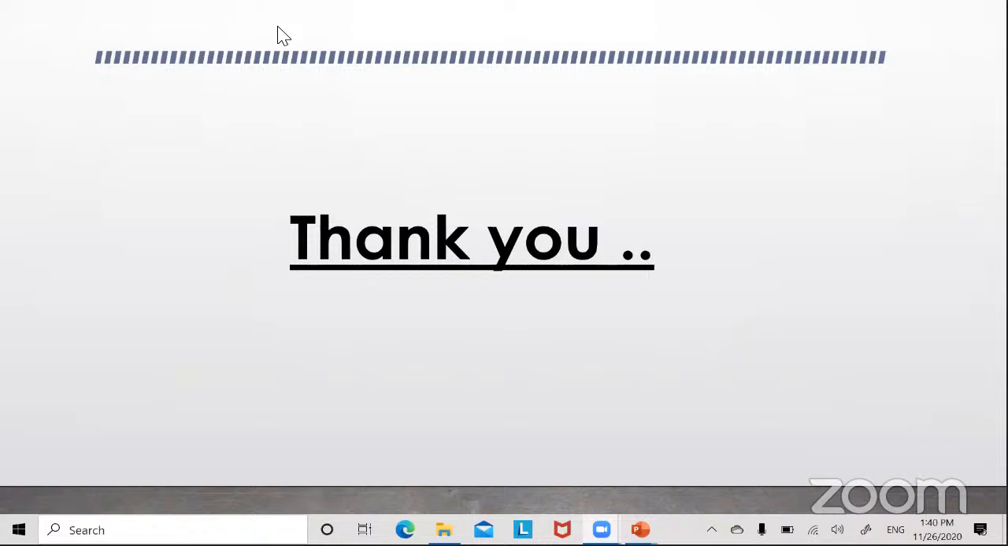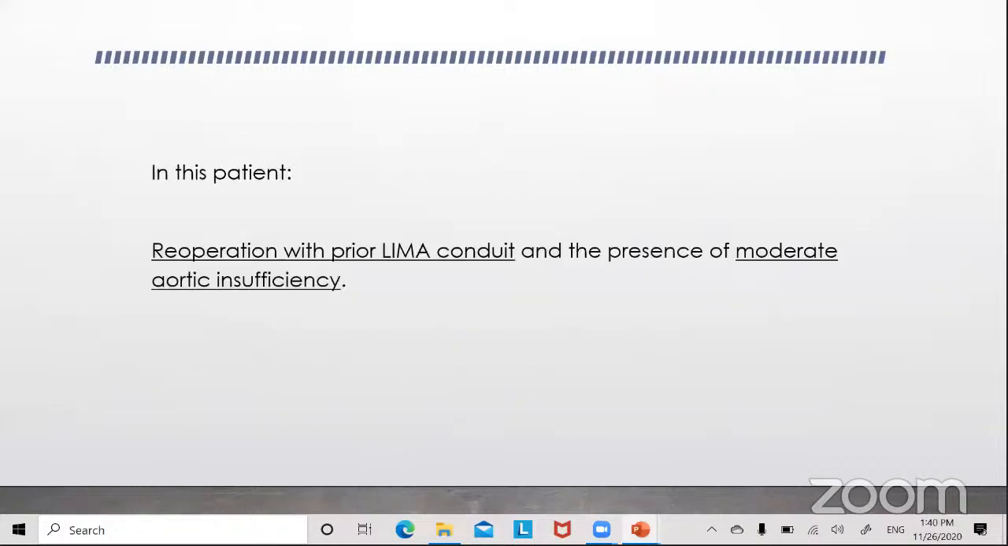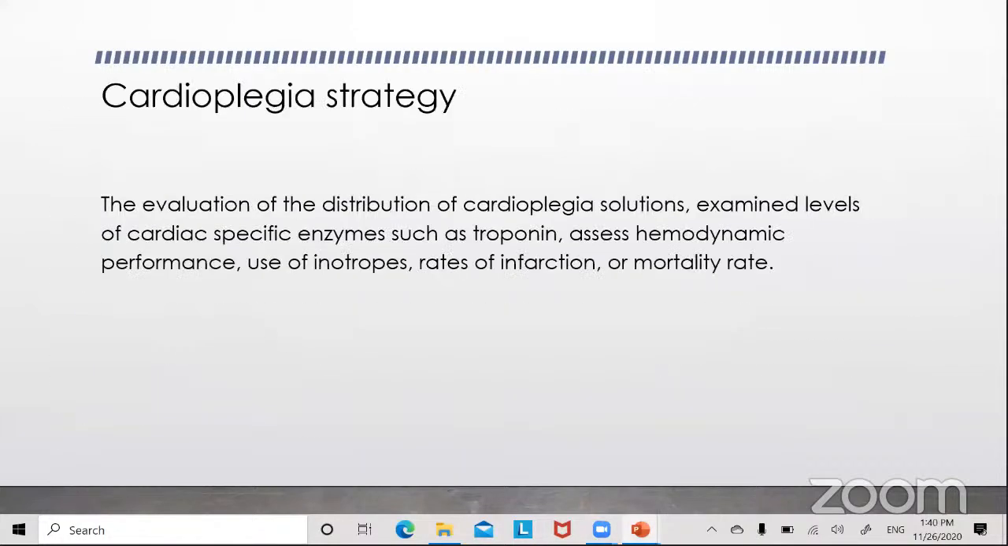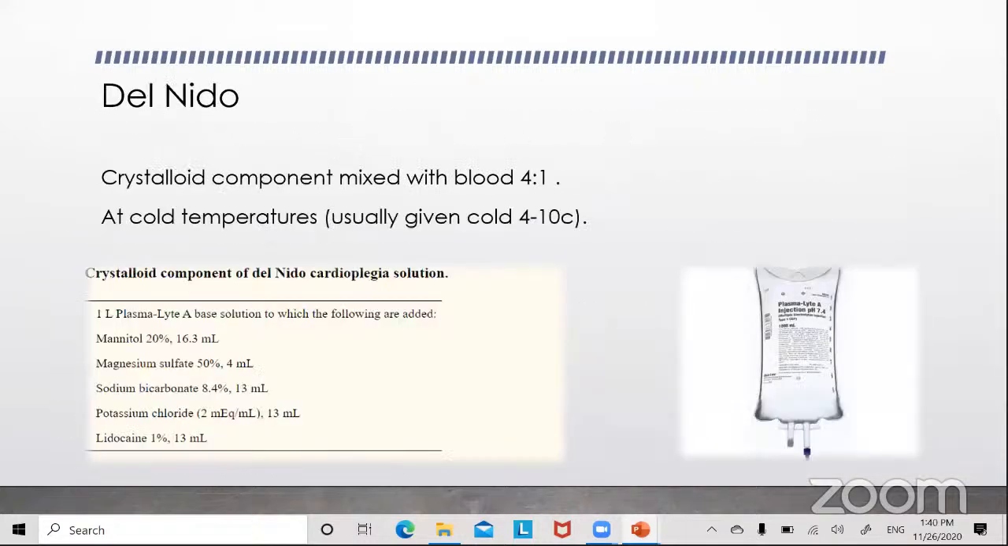Okay. The difference you mean in the delivery or? I mean in the components. What makes them different? Because both are made of... Okay, in the components, the del Nido, as I mentioned, consists of a crystalloid solution, which is Plasma-Lyte with some additives, and patient's blood.